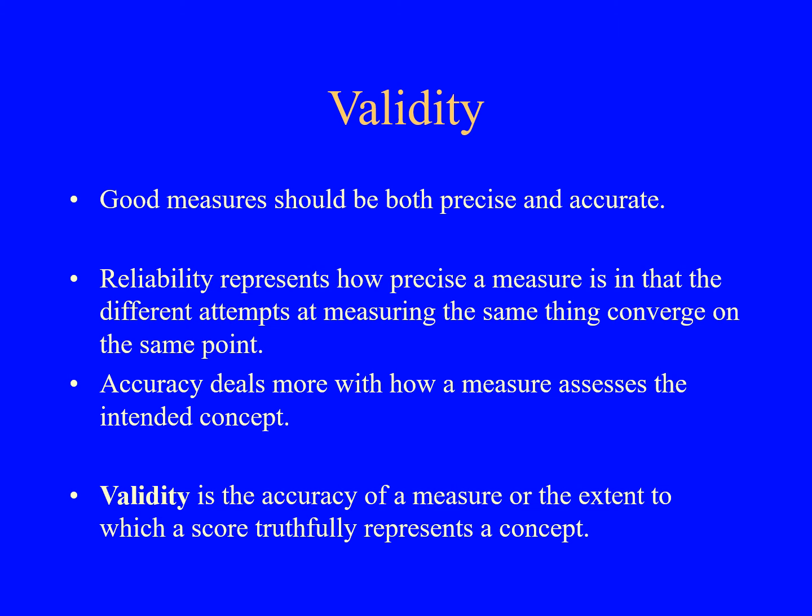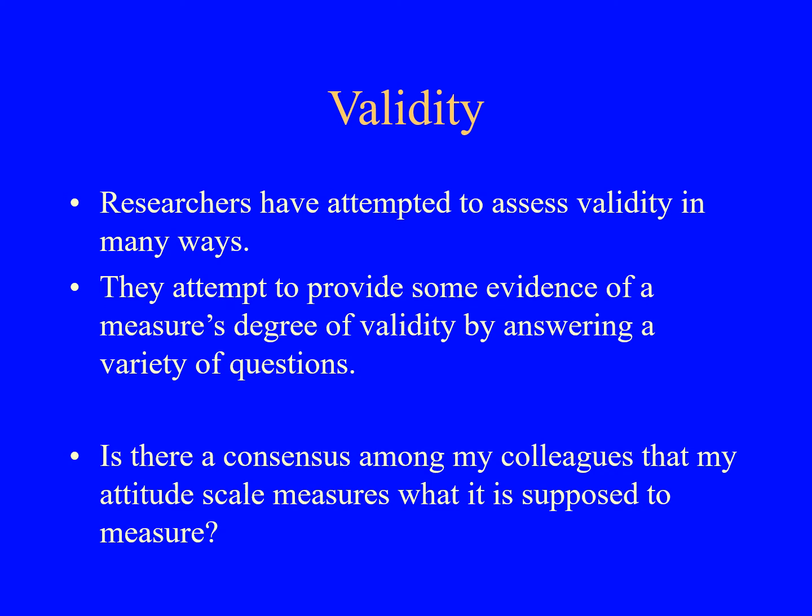Validity. Good measures should be both precise and accurate. Reliability represents how precise a measure is, in that the different attempts at measuring the same thing converge on the same point, while accuracy deals more with how a measure assesses the intended concept. Validity is the accuracy of a measure or the extent to which a score truthfully represents a concept.